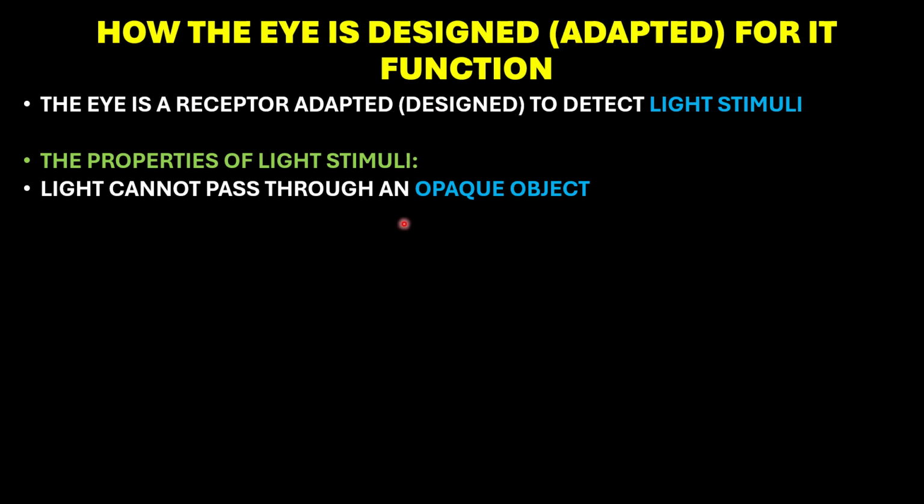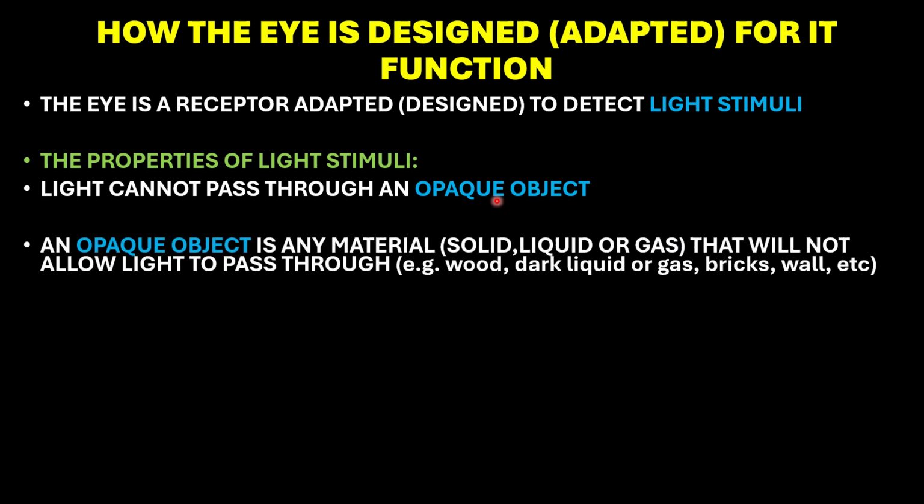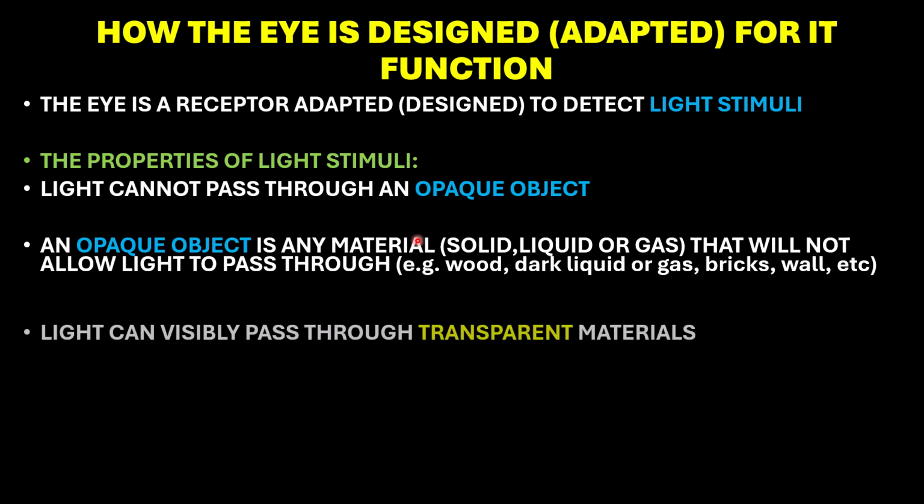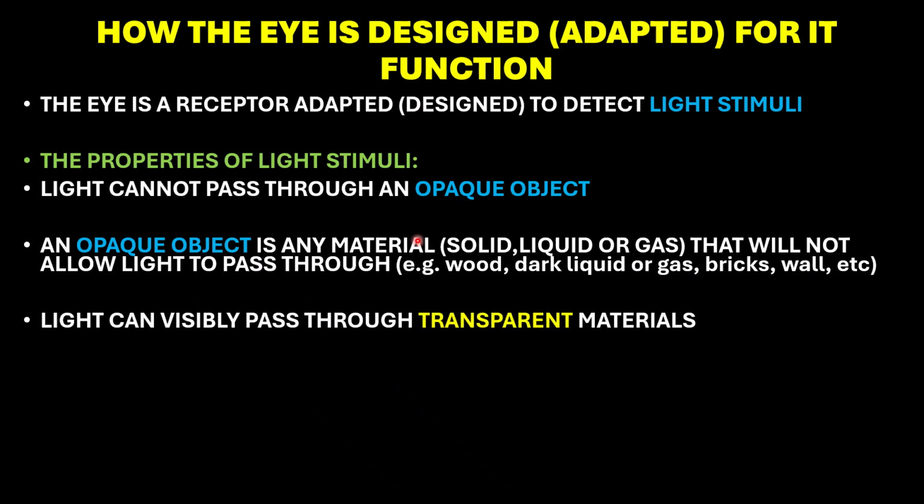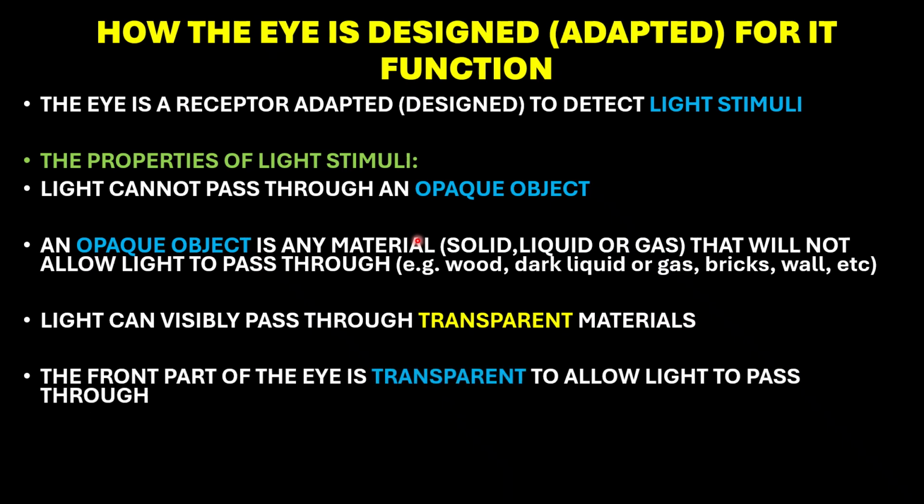Now, light cannot pass through an opaque object. So what is an opaque object? An opaque object is any material, whether solid, liquid, or gas, that will not allow light to pass through. So if you want to design an object that can detect light, you have to make sure that it isn't opaque. Secondly, light can visibly pass through transparent materials. A transparent material is any material that allows light to pass through.